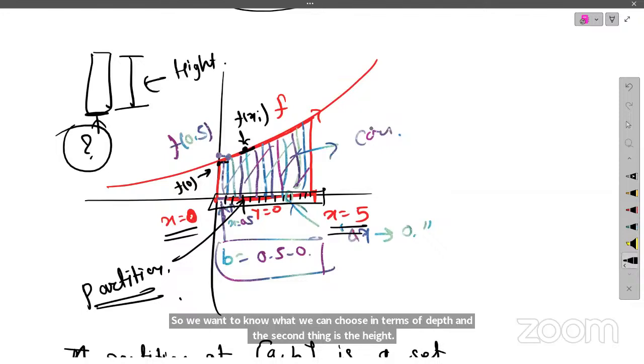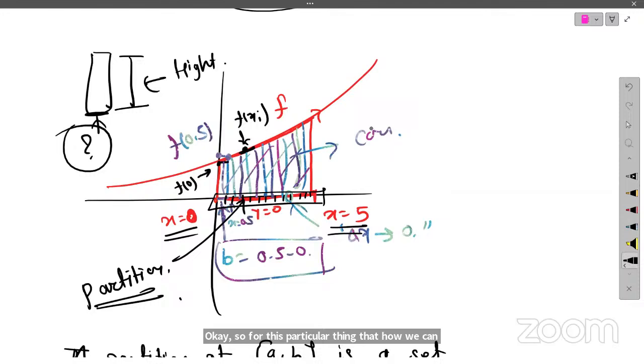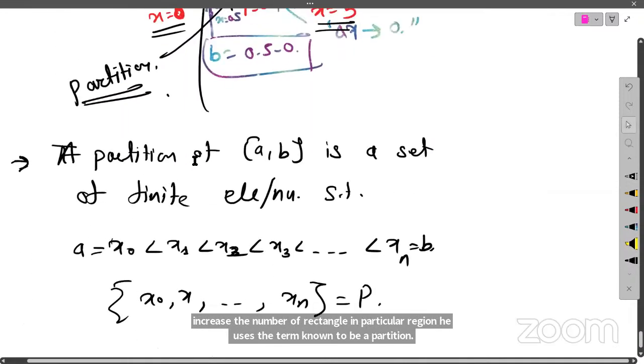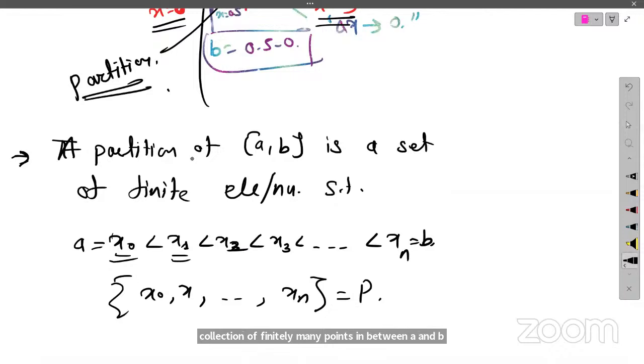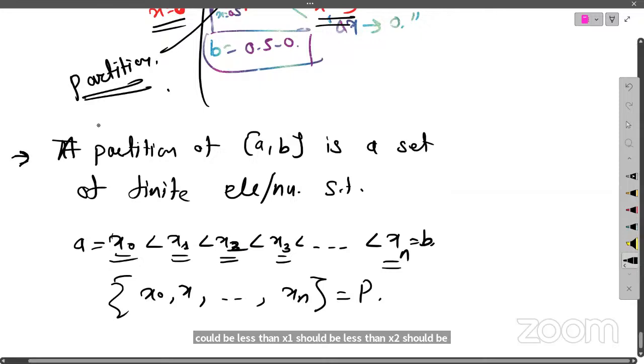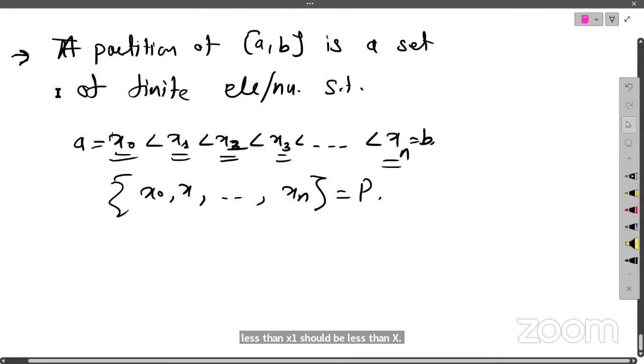For choosing our breadth and increasing the number of rectangles in a particular region, we use the term partition. Again, what is a partition? A partition is nothing but a collection of finitely many points between a and b in increasing order. That means x0 should be less than x1, less than x2, less than x3, and so on, less than xn. So this is known as a partition. Now, with this partition, we define the norm of the partition. Norm of partition means we define a value, norm of P.